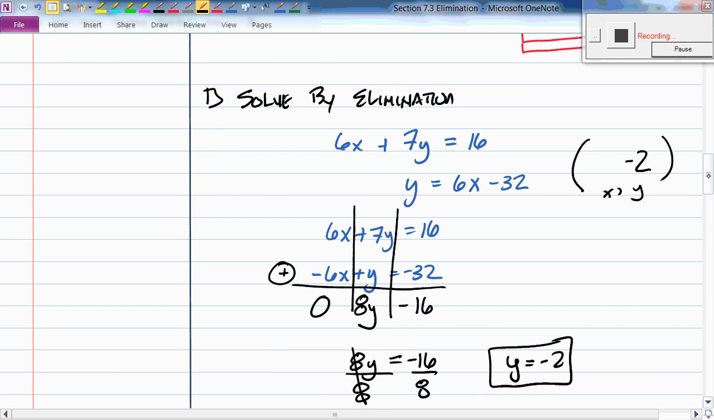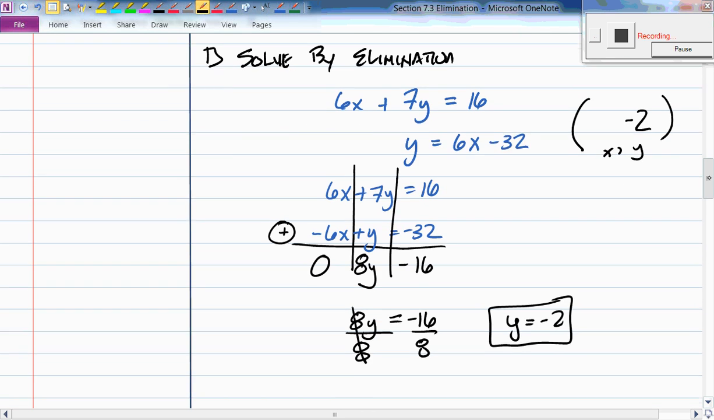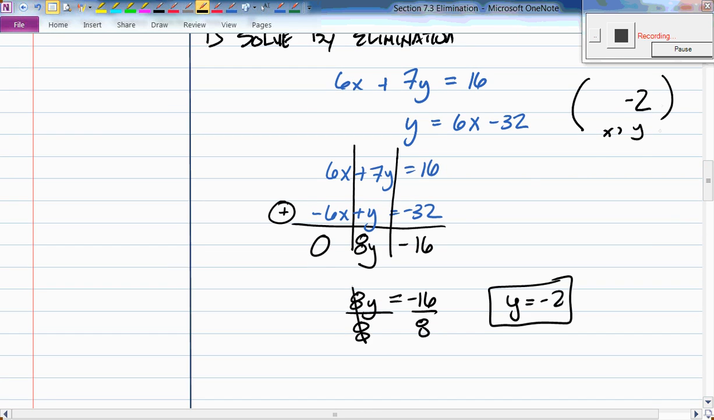Well, let's consult the process. We lined up. We eliminated. We solved it. Do what now? Substitute. Let's do it. So we're going to substitute negative 2 for y. So I get this: 6x plus 7 times negative 2 equals 16. So 6x minus 14 equals 16. What do I do now?